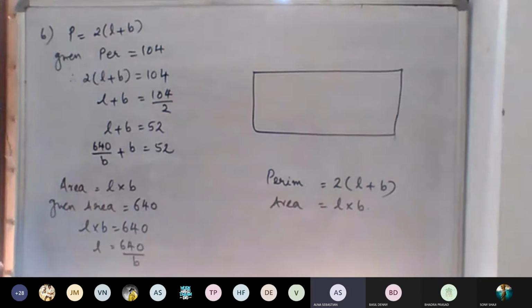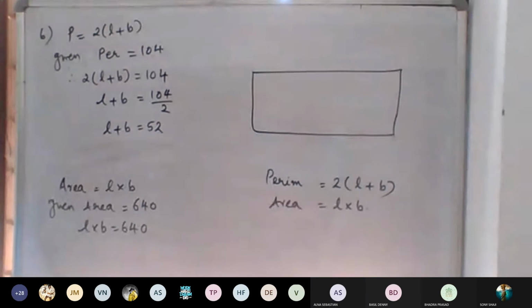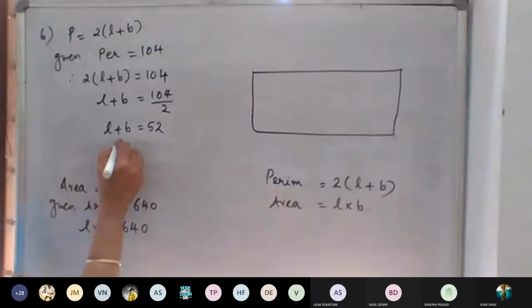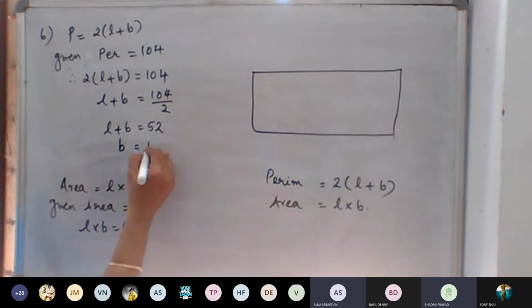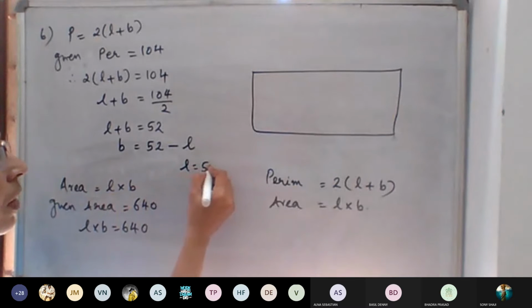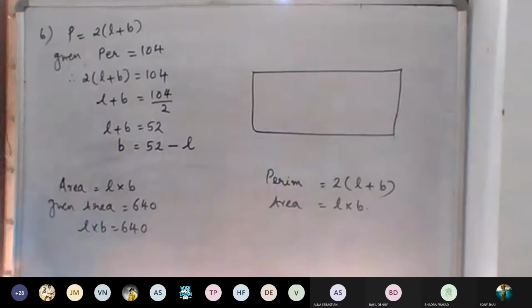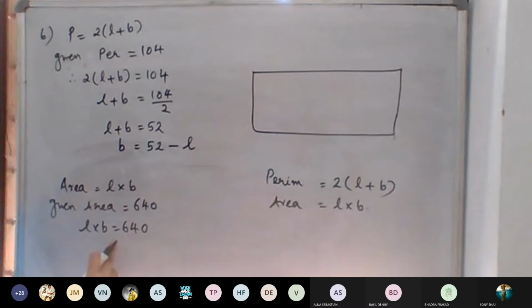Otherwise, another way is B equal to 52 minus L. From the one line, you write B is equal to 52 minus L, or we can write L is equal to 52 minus B. That is your choice. Anyway, B is equal to 52 minus L, and we have to substitute that in this.